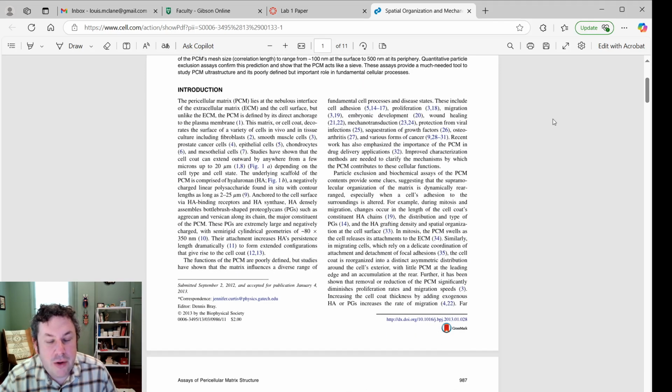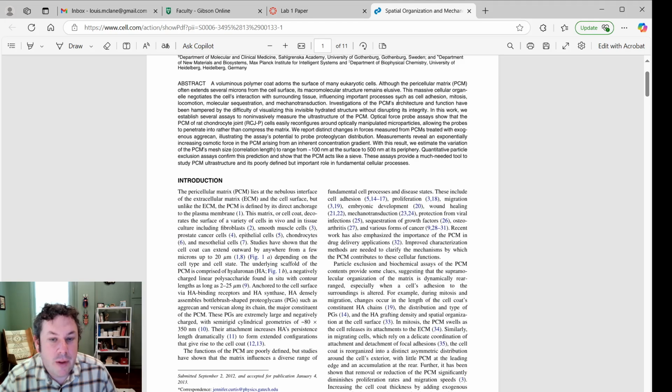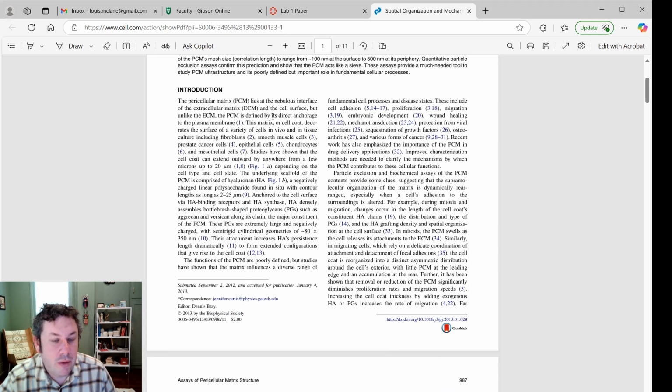So the introduction here immediately assumes the reader doesn't know what the paracellular matrix is. It says the paracellular matrix lies at the nebulous interface of the ECM and the cell surface. ECM is a different thing in biology people have heard about. And then you can see this is where I'm using acronyms. Although in the abstract I had to define my acronym, I couldn't assume that they read the rest of it. I follow my own rules, that's great.